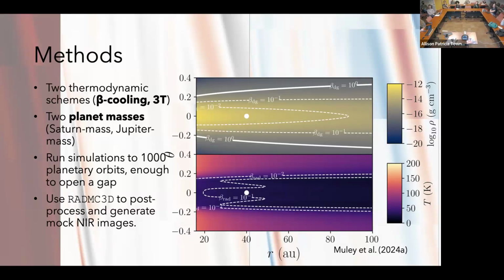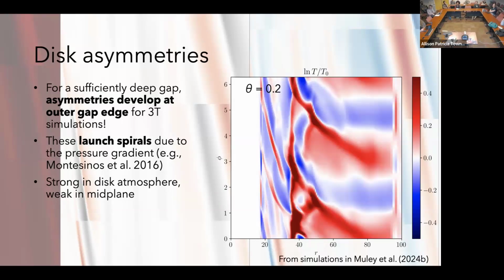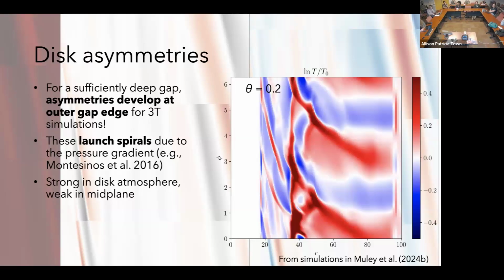And then finally, now that I had a disk where the gap had fully developed, I used RadMC3D, a radiative transfer tool, to post-process and make some images. Now, if you use the 3-temperature scheme, you get asymmetries developing at the outer gap edge. Because they create a pressure gradient, especially in the upper atmosphere, these tend to launch strong spirals in the disk. In the disk midplane these pressure gradients are fairly weak, but in the upper atmosphere, they can become quite strong.